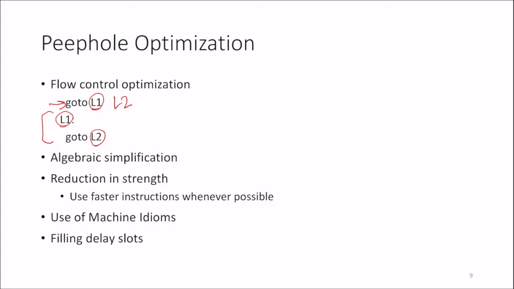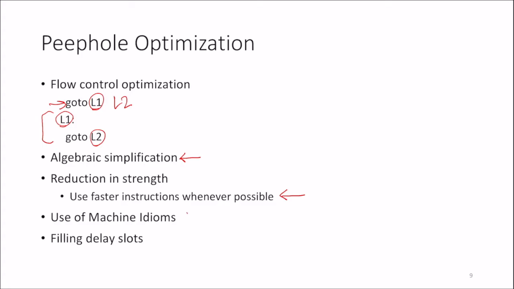The other thing you can do is algebraic simplification, and I'll show you some examples of that. If you're doing some arithmetic operations or Boolean operations, you can in some cases simplify it into a simpler form, and then that's more optimal code to run. You can do reduction in strength. Essentially, you can use faster instructions whenever possible. If you're doing exponentiation, for example, in a particular machine there might be a faster way to do that exponentiation operation instead of calling a repeated multiplier.